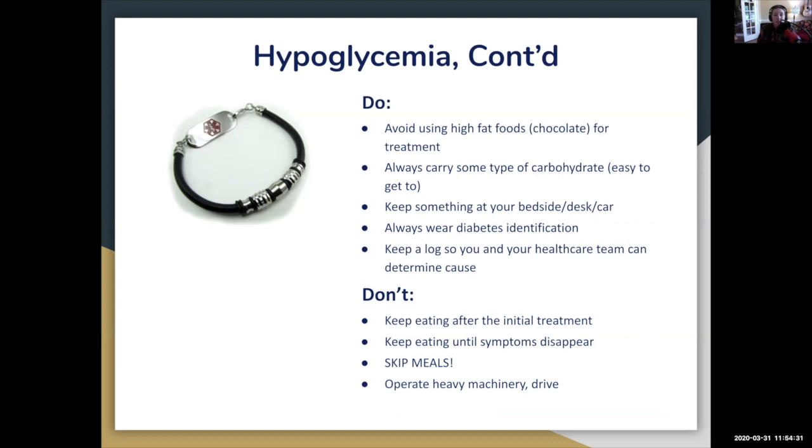We already mentioned carrying some type of carbohydrate. It's easy to get to, easy to use, keeping something at the bedside, at your desk, in the car. And this is really key: if you have diabetes, you need a bracelet. You need an identifier, because if you're found in a car wreck or on the side of the road and you're passed out and you can't tell anybody anything, they need to know what to do for you. And you may need a sugar shot, basically, to get you to wake up.